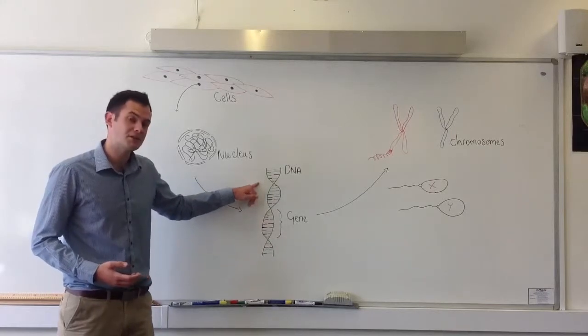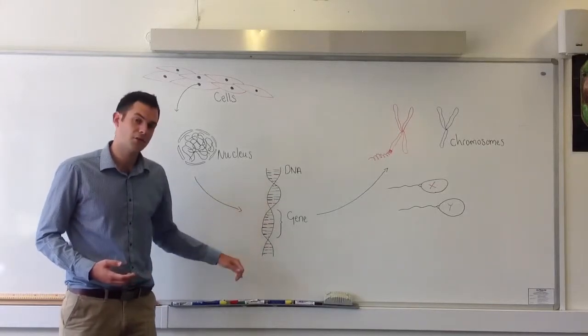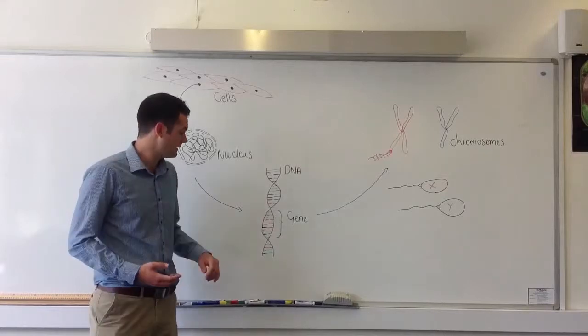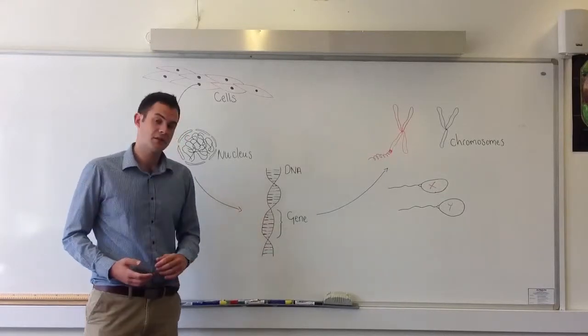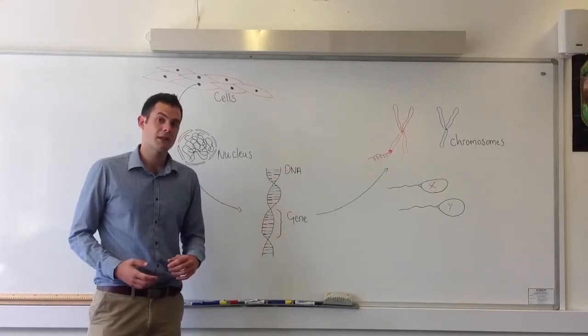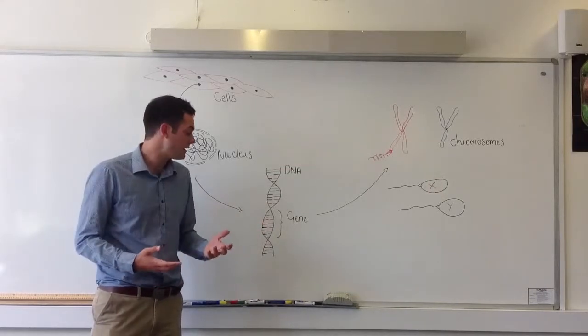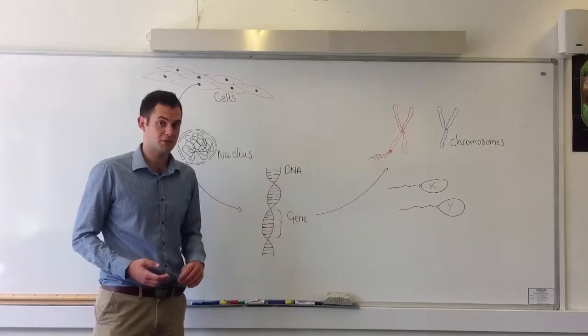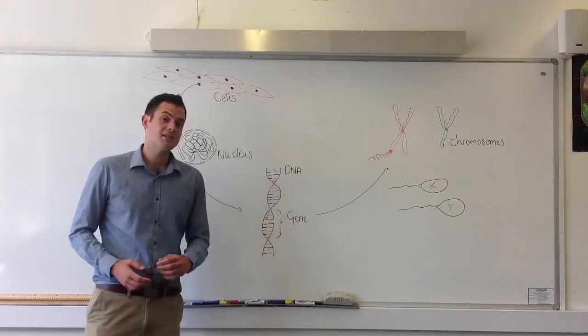Our genetic information is long strands of DNA. And at certain points along these strands of DNA, we have sections that are responsible for hair colour, eye colour, the ability to roll your tongue. We call these genes.